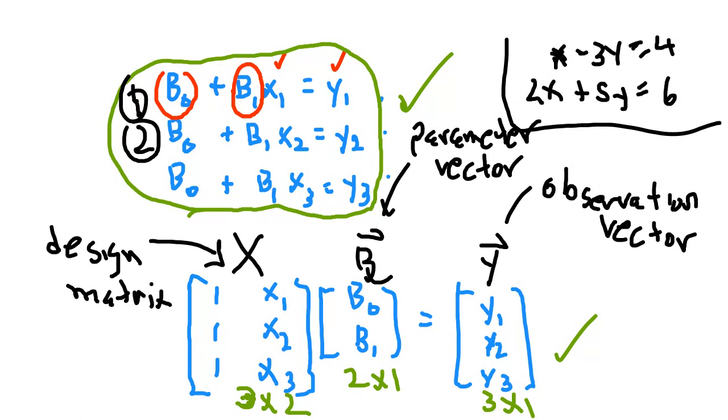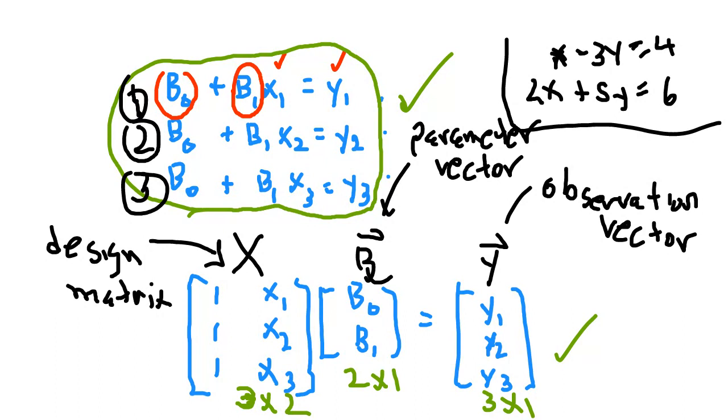But here, we don't have 2 equations and 2 unknowns. We have 3 equations and 3 unknowns. And so unless one of those equations is the same as one of the other equations, we're not going to be able to uniquely solve for those B0 and B1.